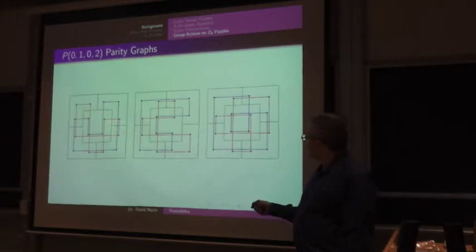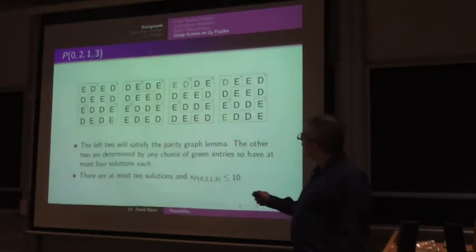As you can see, each cycle has a center vertex in it. So that gives me at most 3 solutions for those. Now, for P0213, we get 2 parity graphs that meet the hypotheses, but 2 that don't. But each of these that don't, well, let's take a look at this.